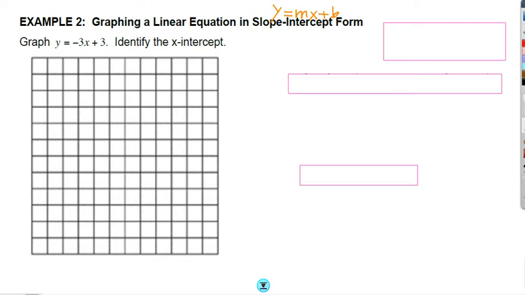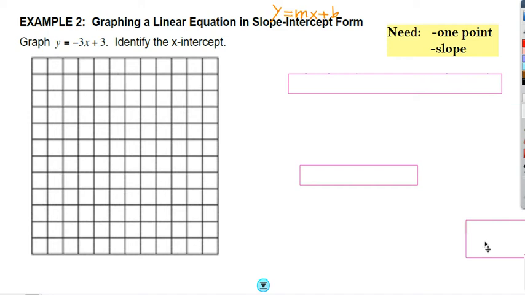And you probably remember this because we did an activity together last time. You need 2 points to find the slope. And you need a point and the slope to draw a line. So if you're trying to graph this, y equals negative 3x plus 3, we need a point. We need to find a point from this equation, and we need to find a slope.